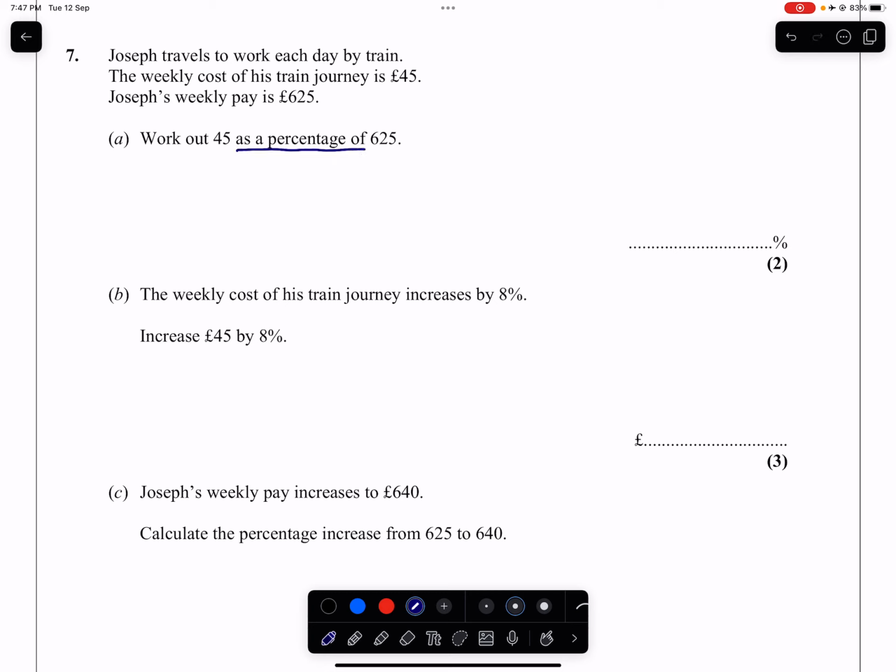So in order to do that, you first of all write this 45 out of 625. That will give you the fraction. And to turn that into a percentage, we need to multiply it by 100. And if we do that, we get 7.2%.